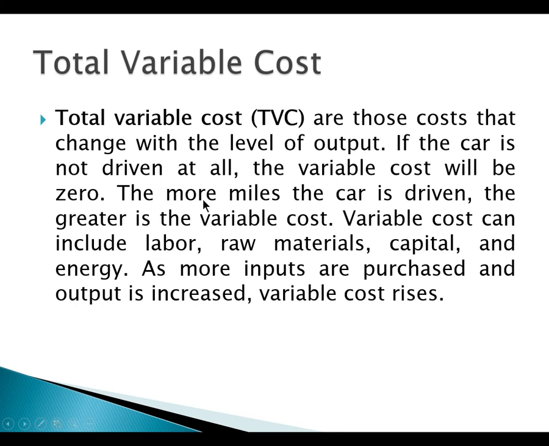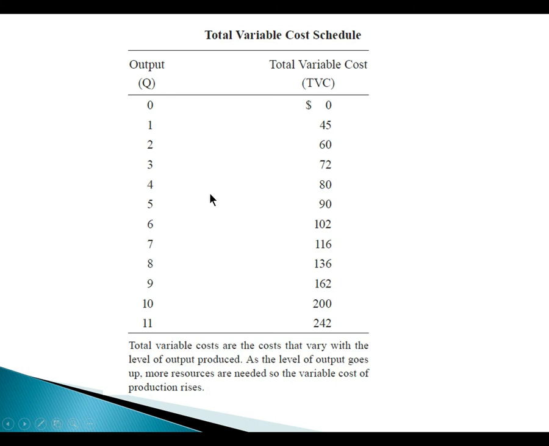So this is what we call a variable cost, and this will be explained in this kind of table. You see that if there is no production, there will be no variable cost. But when the production is increasing, the variable cost is also increasing, because the more output you are producing, the more resources, raw material, fuel and transportation you are bringing in. Total variable costs are those costs that vary with the level of output produced. As the level of output goes up, more resources are needed, so the variable cost rises.